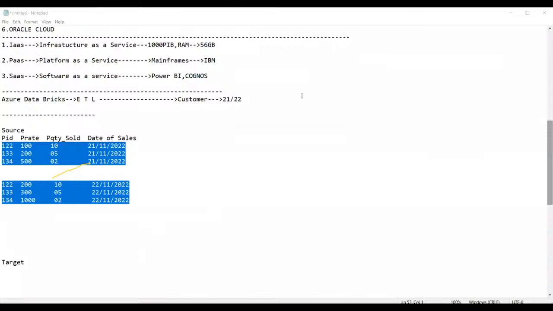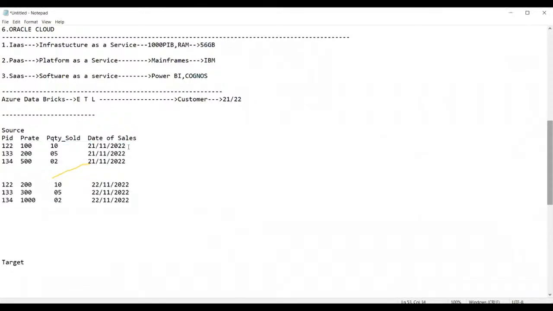If you have a massive amount of data, can you look at the data and decide or not? Suppose each table has some 1 lakh records. Can you decide by looking into the records? No, not possible. So for that, we use a technique. What is that? ETL.